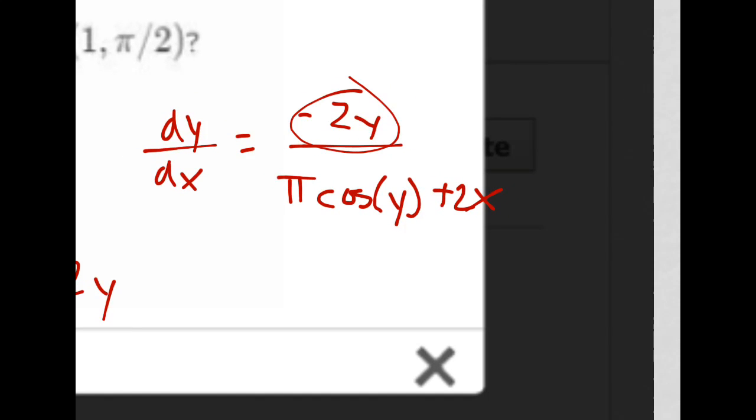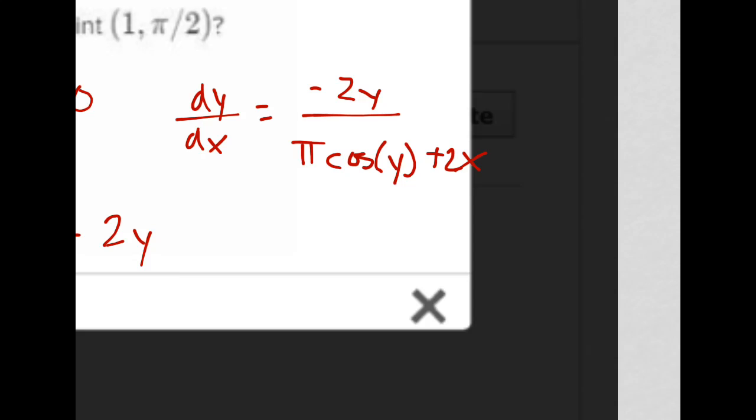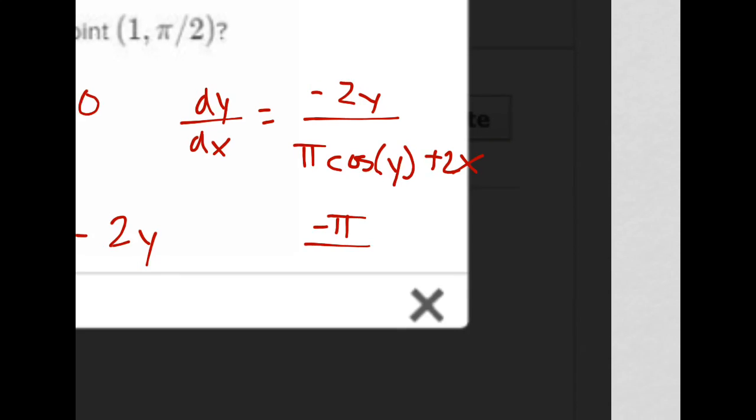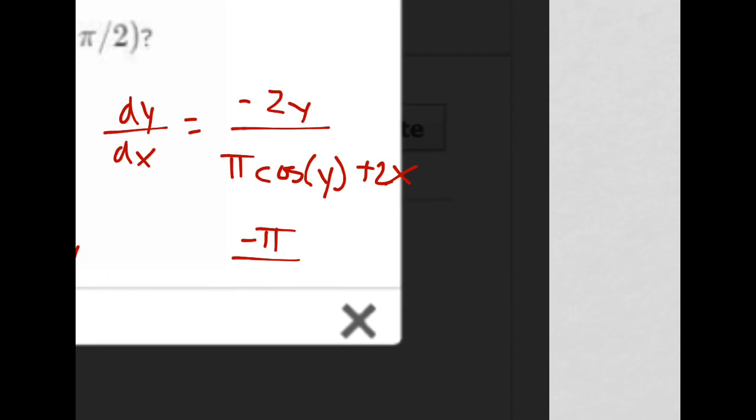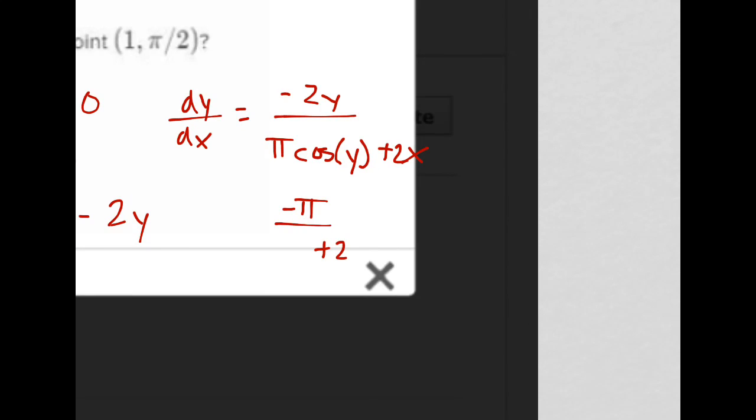If I plug in pi over 2 for y, what do I get? Negative 2, the 2's cancel out, so I just get negative pi in the top. And then plug in 1 for x, so that becomes plus 2. And then cosine of pi over 2 is 0, so that goes to 0.